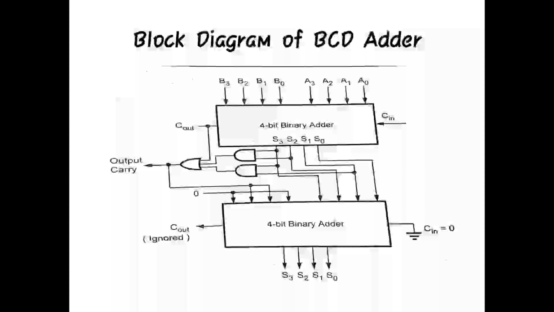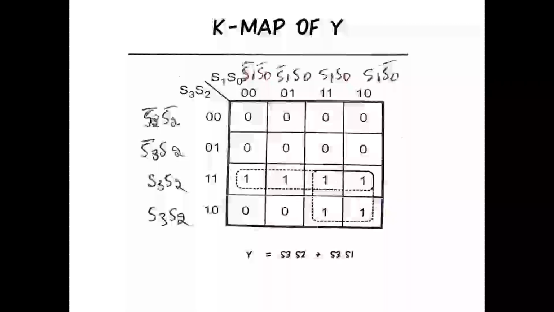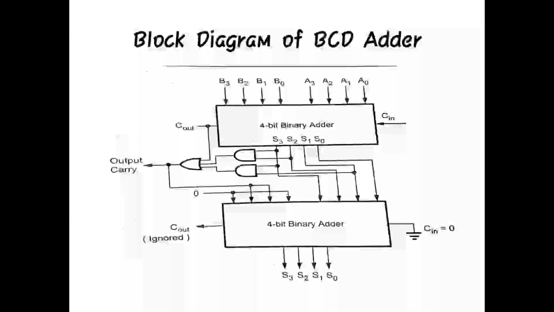The AND gate and the OR gate in the middle are nothing but y equal to S3 S2 plus S3 S1. Basically, this gate is used to detect whether the sum is greater than 9. If it is greater than 9, add the value 6. Coming to the lower 4-bit binary adder, we have a C in; it is connected to ground, so neglect it, and C out is also ignored here for the time being.